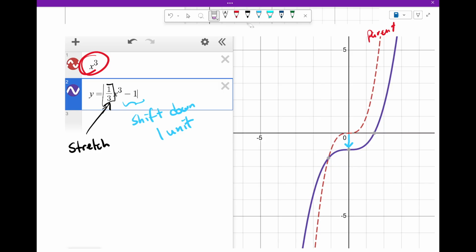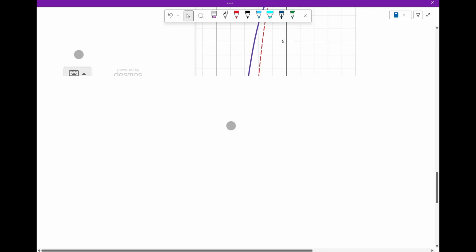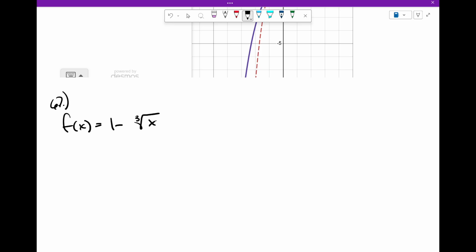Okay. Now let's go ahead. Let's do what number? 60. What's the next one? 67. Okay. So 67 is even or odd stuff. So we have f of x equals 1 minus the cube root of x. Sorry, let me label this 67. There we go. 67. So f of x equals 1 minus the cube root of x.